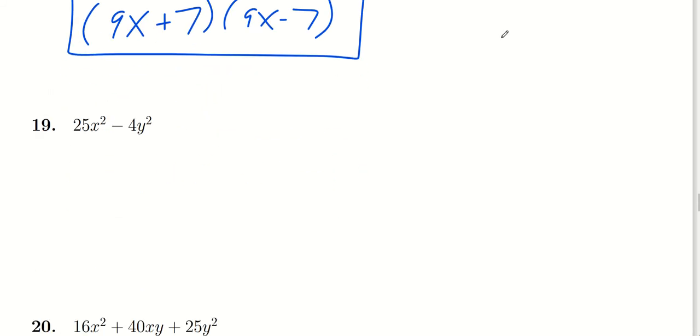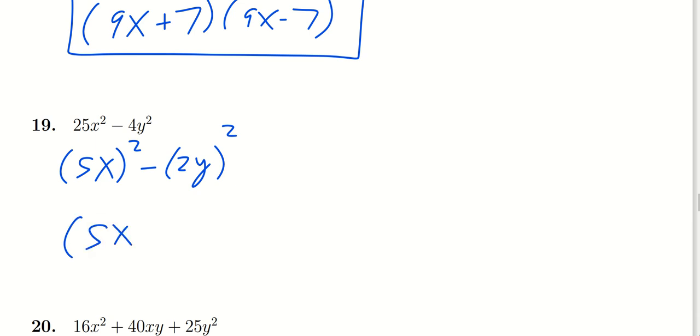Here's another difference of squares. To get 25x squared, you'd have to square 5x. To get 4y squared, you'd have to square 2y. So this should factor as 5x plus 2y times 5x minus 2y.